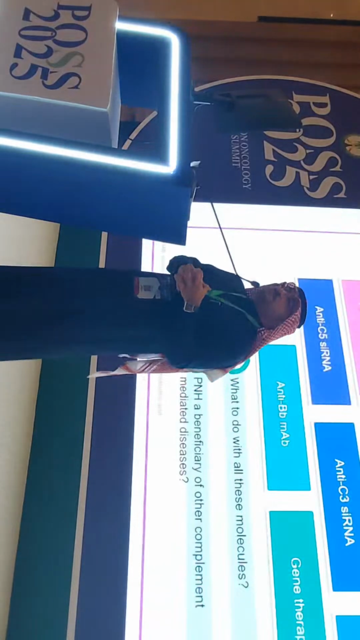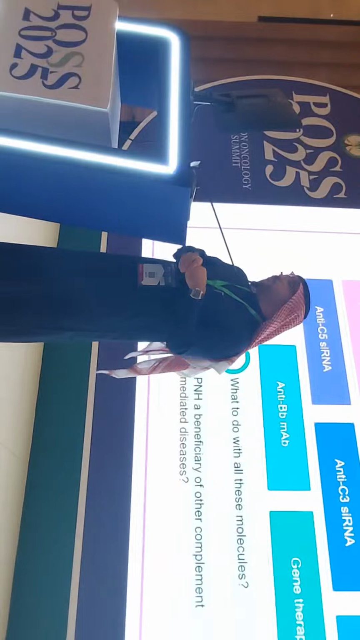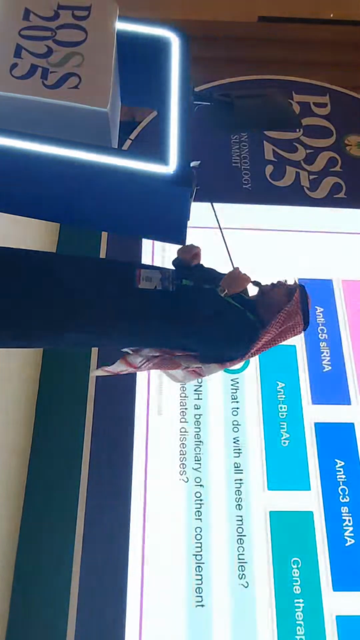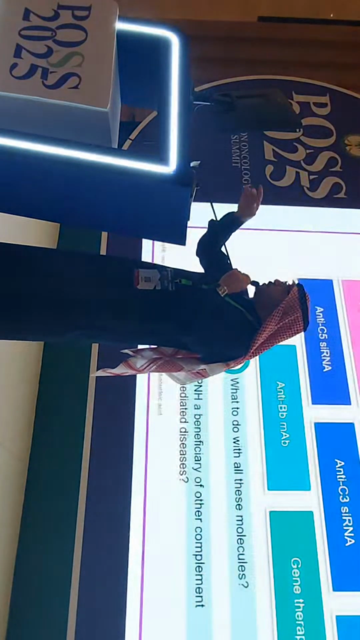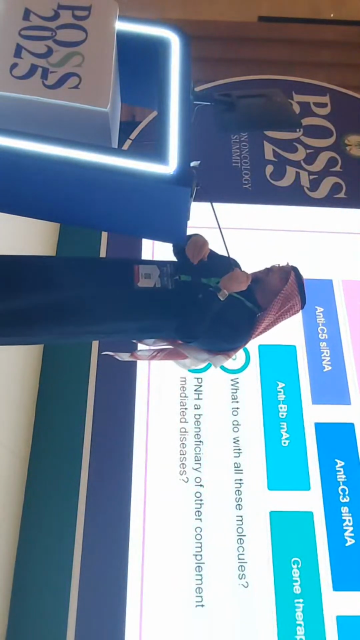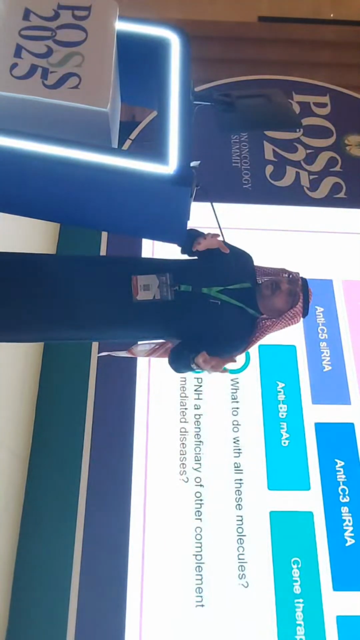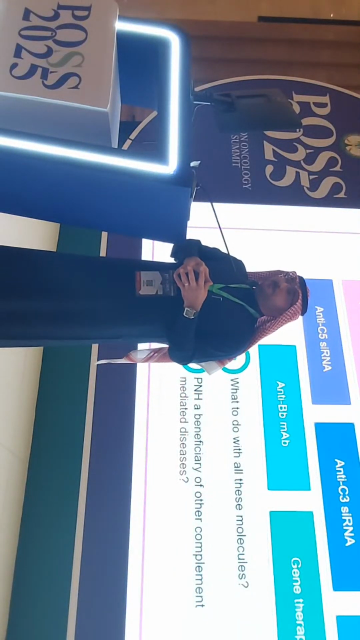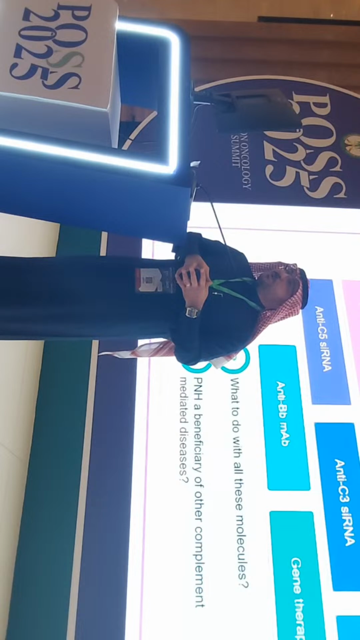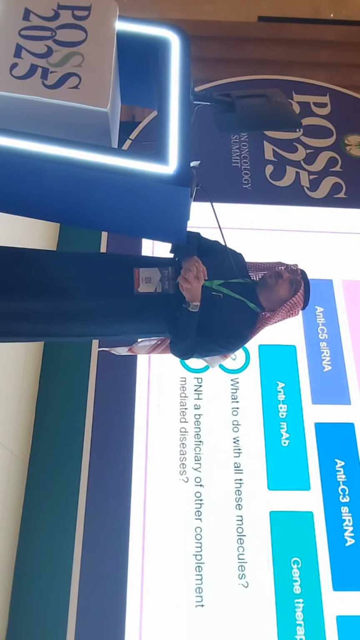But there are many coming into the market probably, and the small inhibitory RNAs, C5, C3, mannose-associated serine protease inhibitors, monoclonal antibodies, and again, this factor B, and gene therapy. And I'm not sure what we are going to do with all these molecules in the future. Probably there will be more treatment options and patients in PNH.